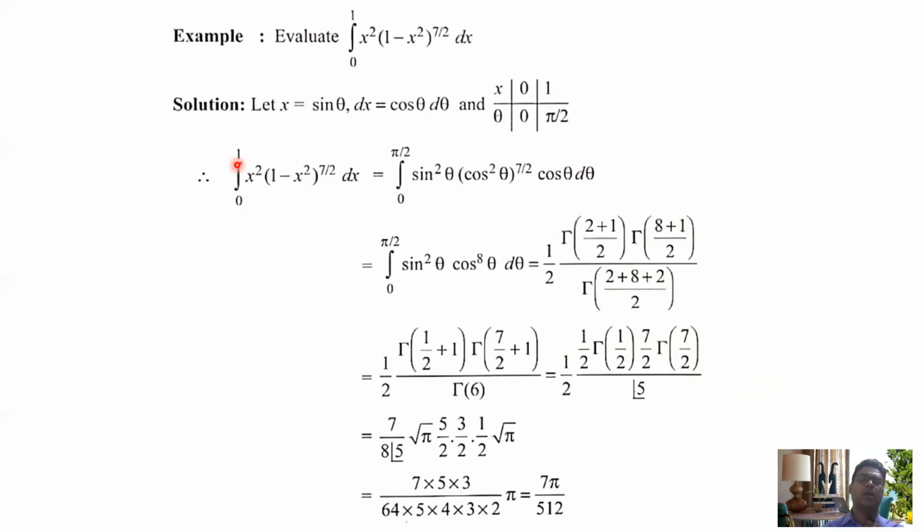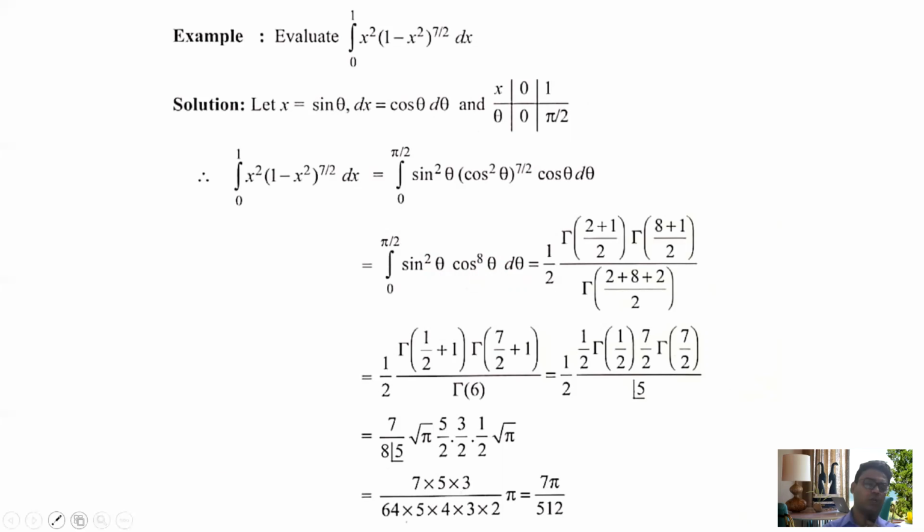Now the integral from 0 to 1 of x squared (1 minus x squared) to the power 7 by 2 dx equals the integral from 0 to pi by 2 of sin squared theta cos to the power 7 theta times cos theta d theta. So ultimately you have the integral from 0 to pi by 2 of sin squared theta cos to the power 8 theta d theta. What is P? Here P equals 2. What is Q? Q equals 8.